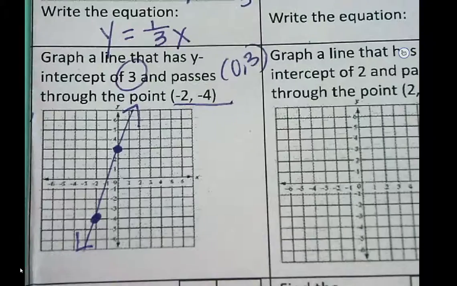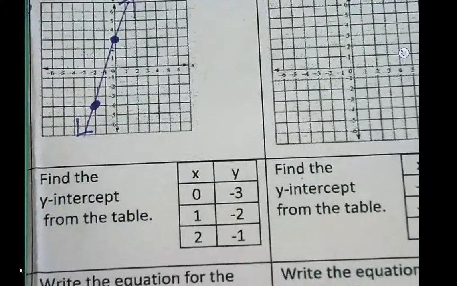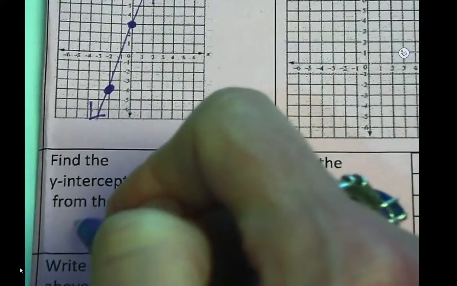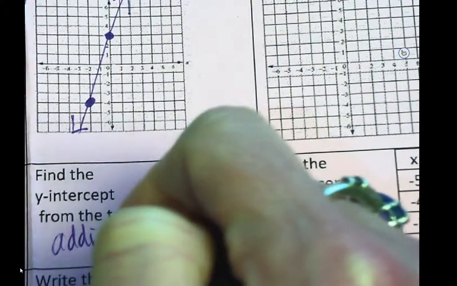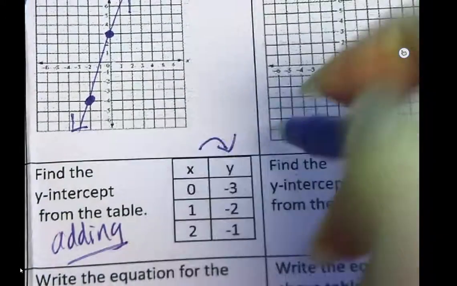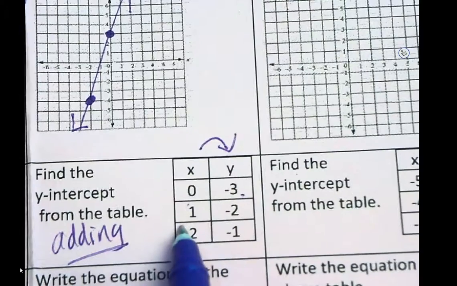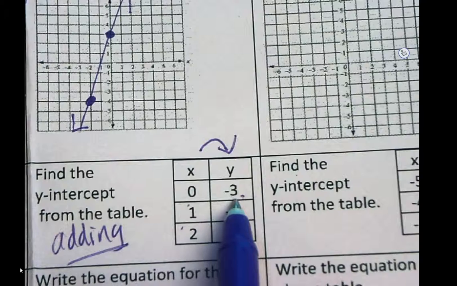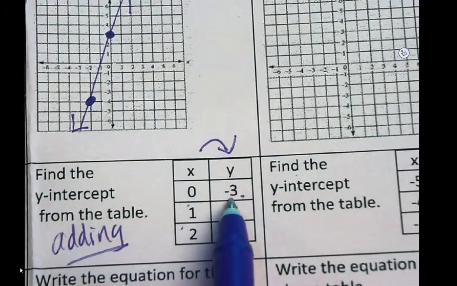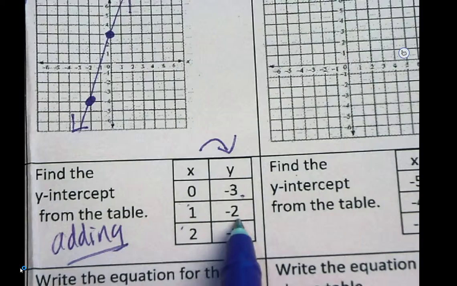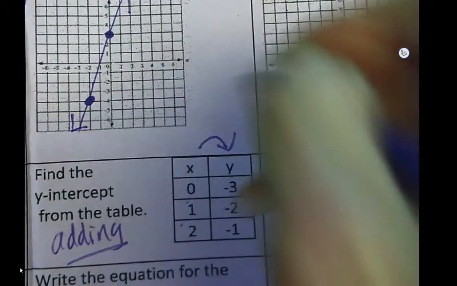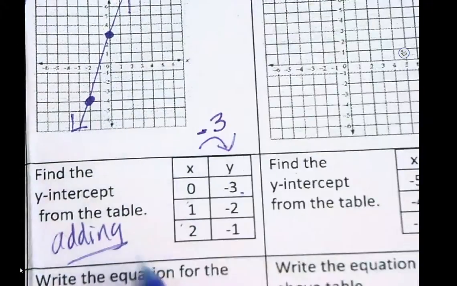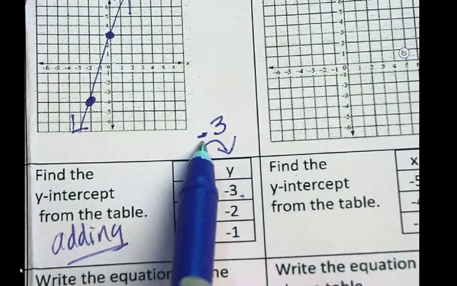All right, for the table, y-intercept. Y-intercept means I'm adding something. So since I'm adding something, I'm looking at what's happening from x to get y. So 0 to -3, it seems like I'm subtracting something, and I am, but subtracting 3, right? 0 minus 3 is -3, 1 minus 3 is -2, 2 minus 3 is -1. This is subtracting 3, so that means my y-intercept is actually a -3.